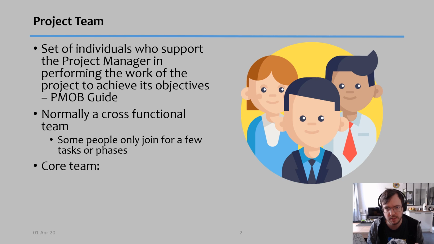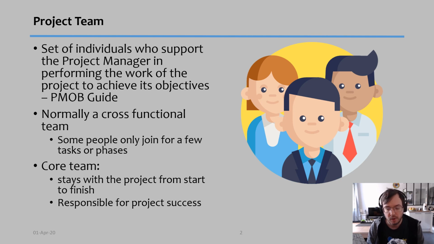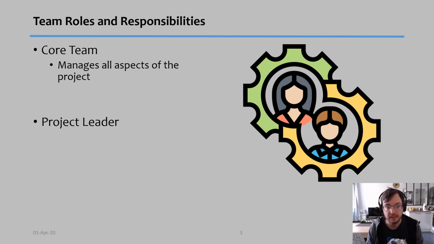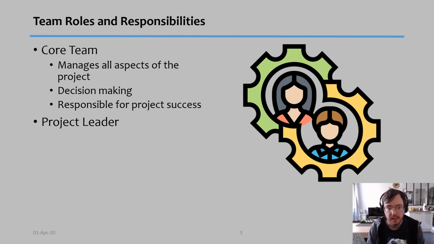So here is the concept of the core team: exactly these people that stay with the project from beginning to end. And obviously, the core team is responsible for the overall project success. In terms of team roles and responsibility, there's a couple of things I want to say. First of all, we have obviously the core team. The core team manages all the aspects of the project. They also do decision making when it comes to many of the tasks that they are specialized on, and they are also responsible for the project success.